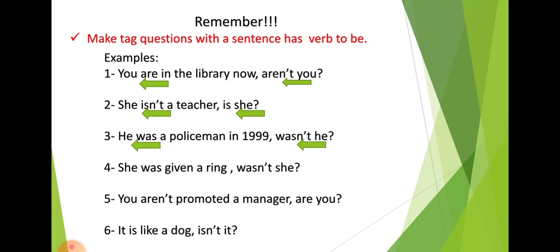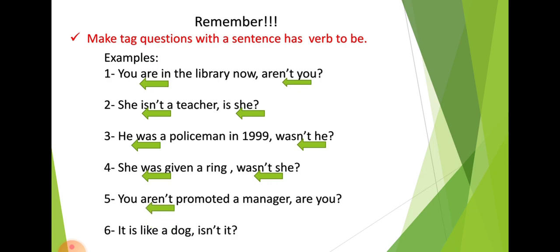Number 4: She was given a ring, wasn't she? So we see here the verb to be in this sentence is "was", and it is a positive sentence, so the tag question must be negative. Wasn't she?